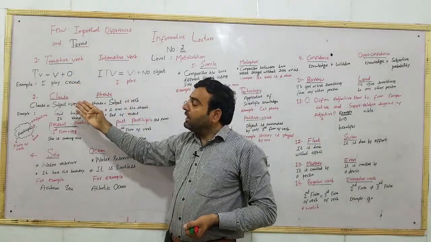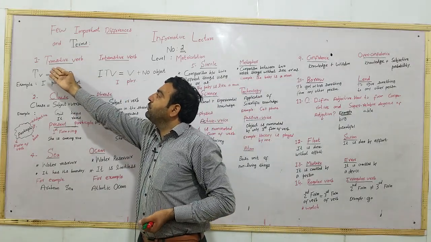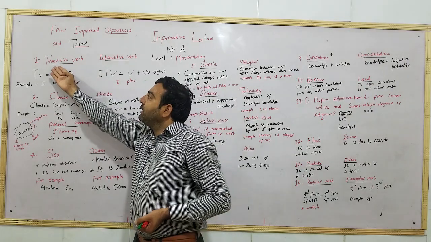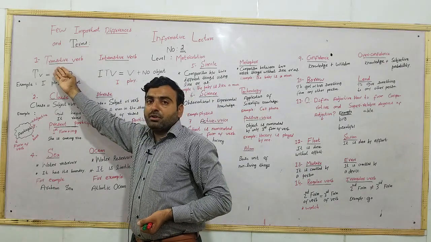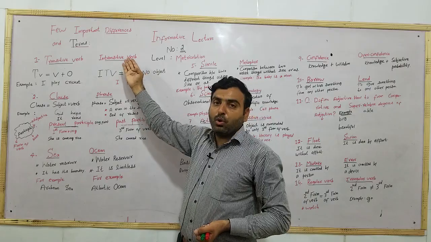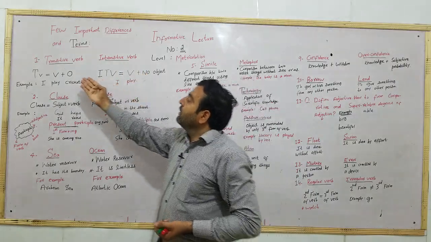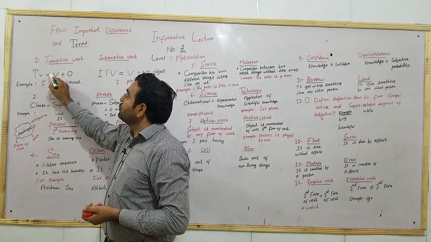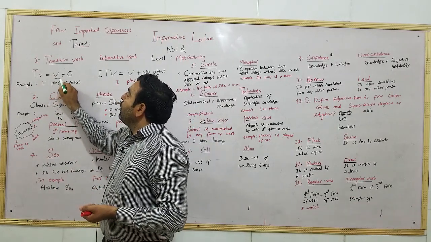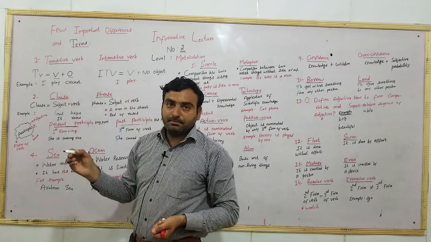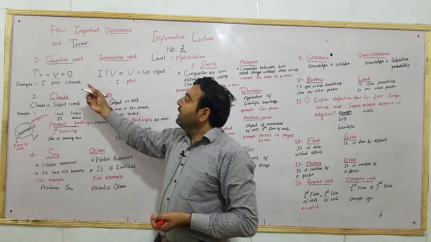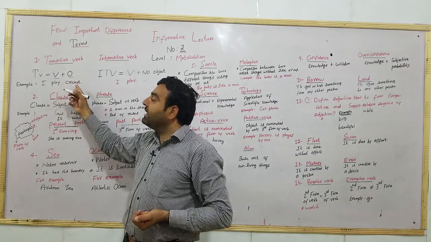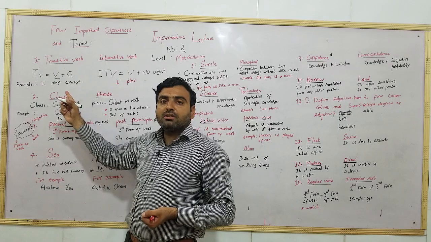Dear students, I would like to start with the first difference that is very much important. It is the difference between transitive verb and intransitive verb. Dear students, transitive verb is equal to verb plus object. It means the verb which has its own object is called a transitive verb.